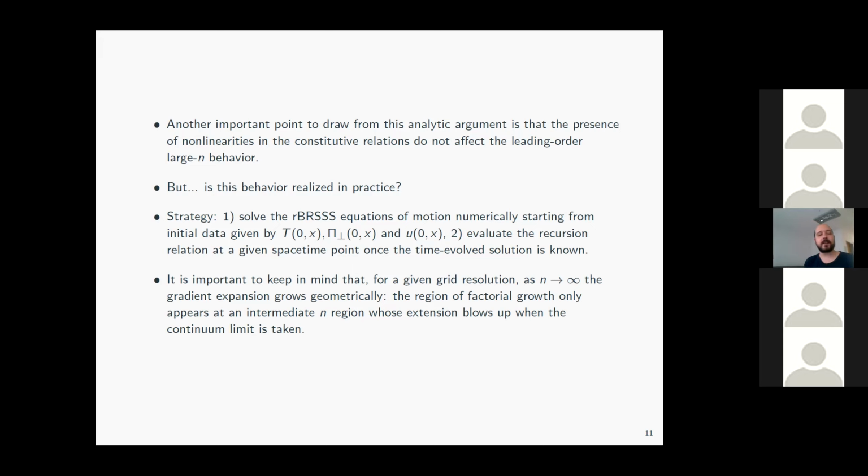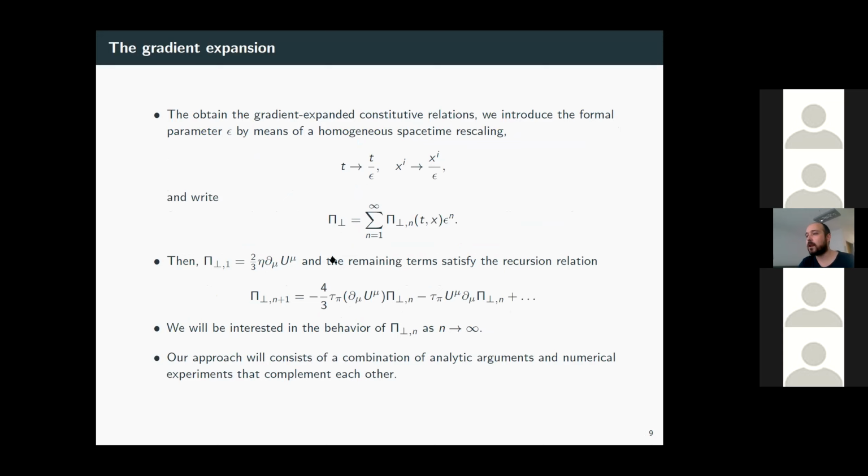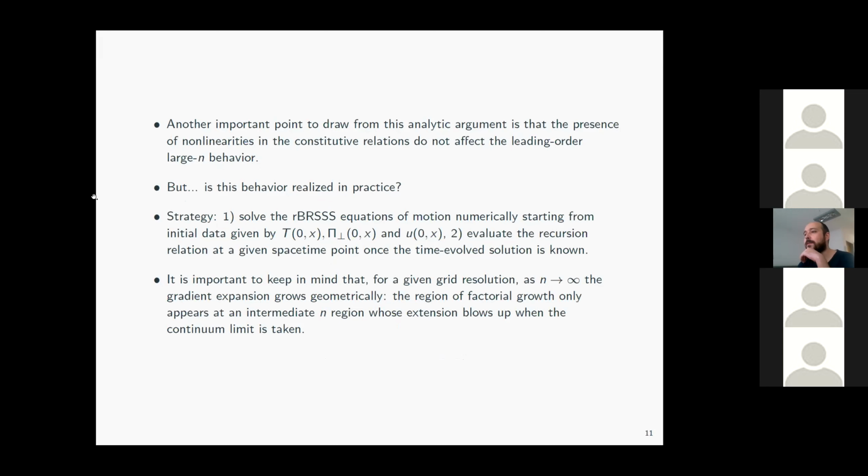So the strategy we are going to follow here is to solve the BRSSS equations of motion numerically, starting from some initial data, which are given by some initial temperature profile, initial pi perp profile, and initial velocity profile encoded in this U function here. And once we have this numerical solution, we are going to evaluate the recursion relations that we have here numerically to construct the gradient expanded constitutive relations acting on our solution. Okay, so that's the strategy.